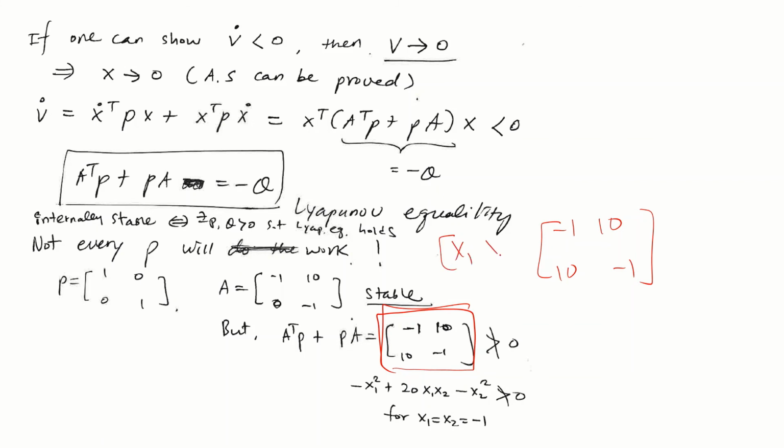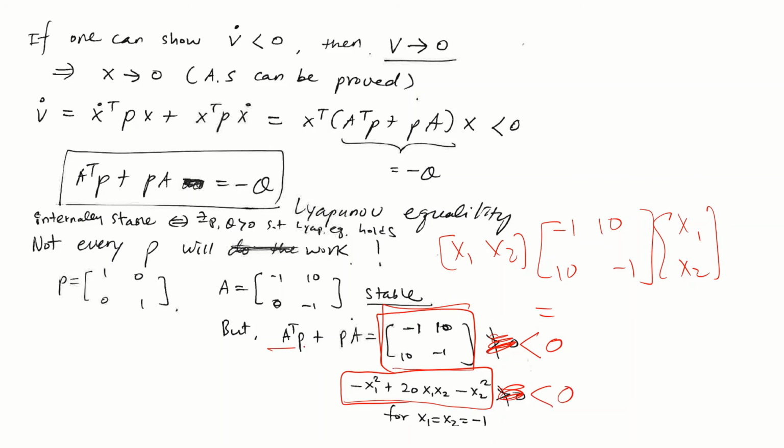So you have x1, x2, here x1, x2. If you just do this multiplication, then it's going to be this. Sorry, I think we want to check this. We want this guy to be negative definite for non-zero x. Whatever x, this one should be negative.